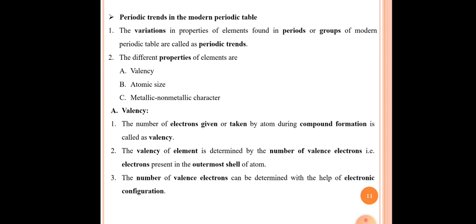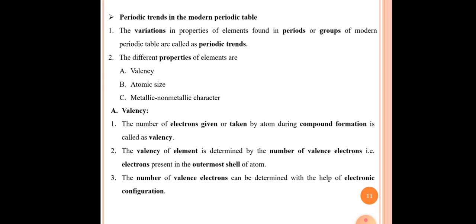So this is the definition of periodic trends: the variation in the properties of elements found in periods and groups of the modern periodic table. The second point is that elements have different properties. The first property is valency, the second property is atomic size, and the third property is metallic and non-metallic character. We are going to discuss these properties in detail.